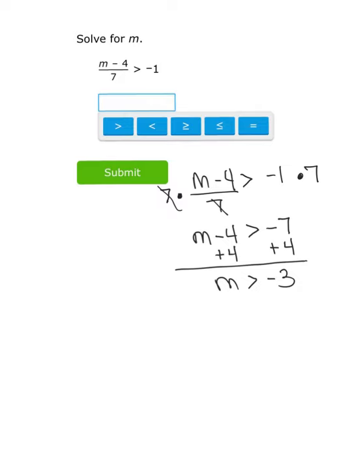This is what I would put in my answer box. I'm not actually on the site, so I'm going to write it in there. I'd put m, and then I would use the greater than sign right here. It is greater than negative 3. And hit submit.